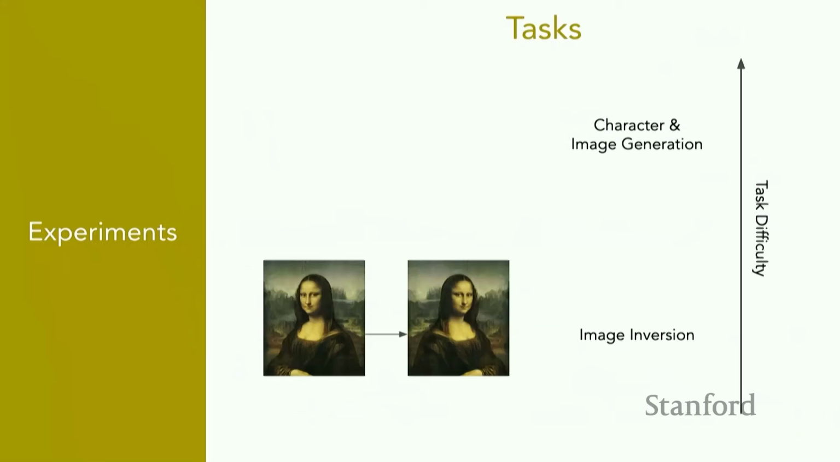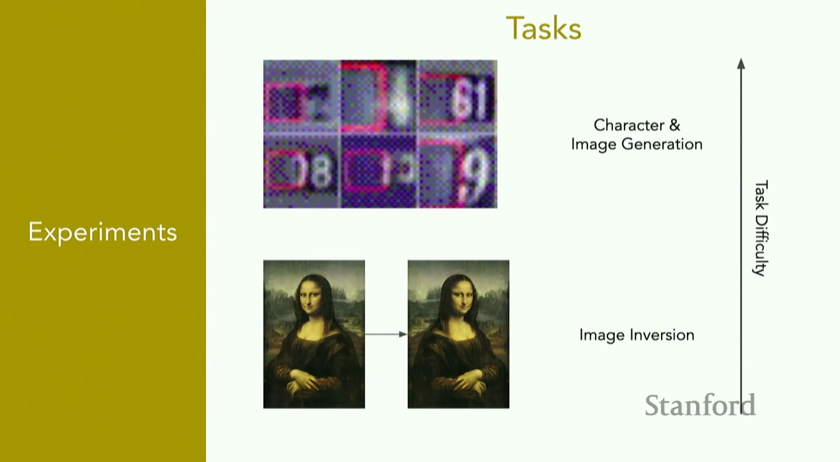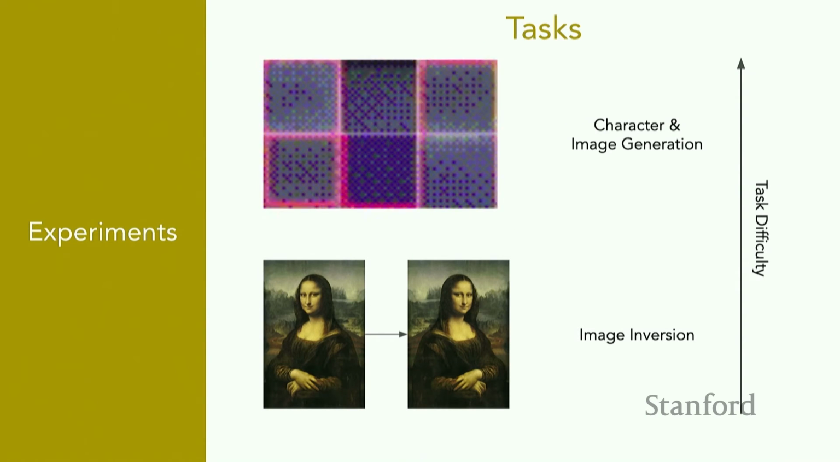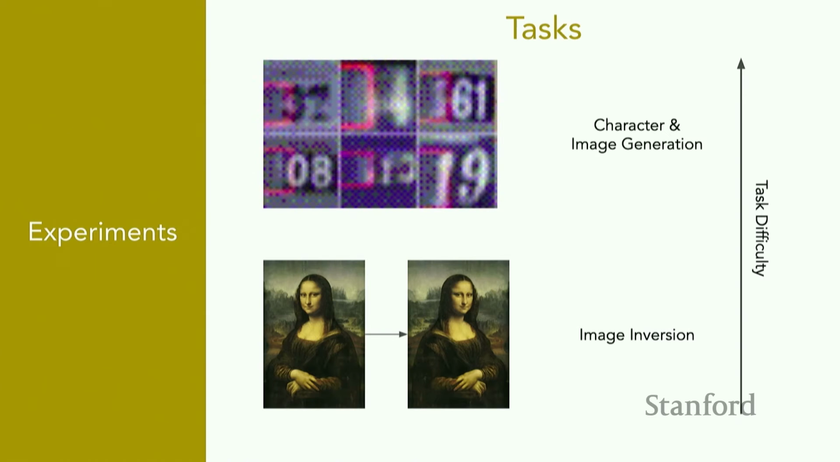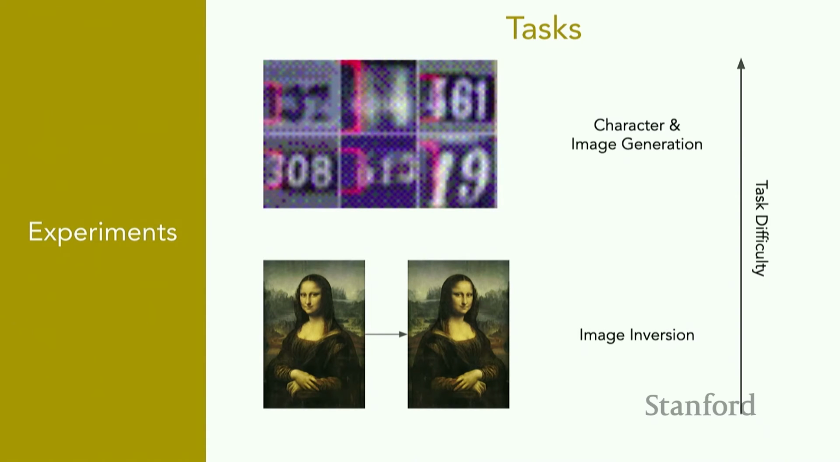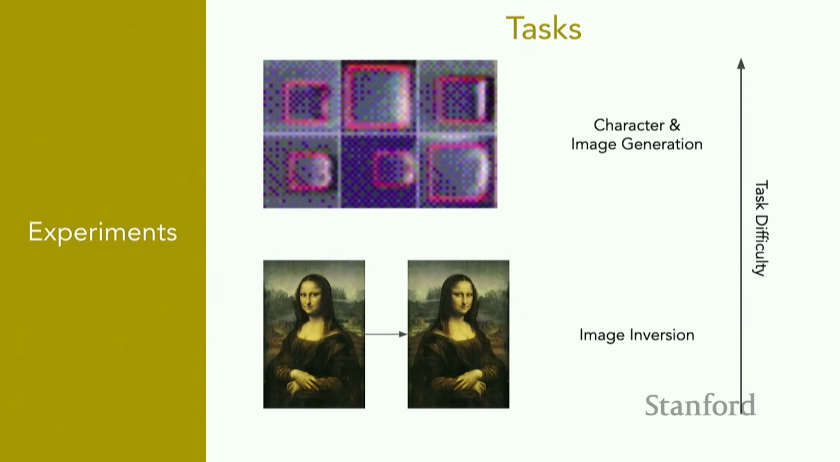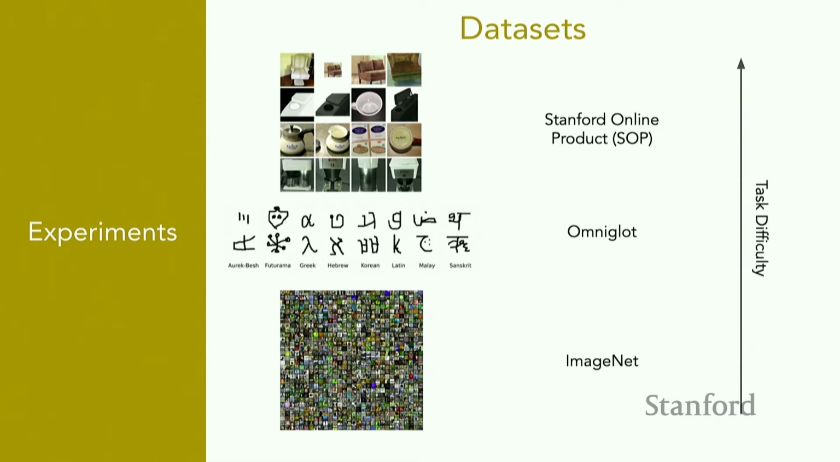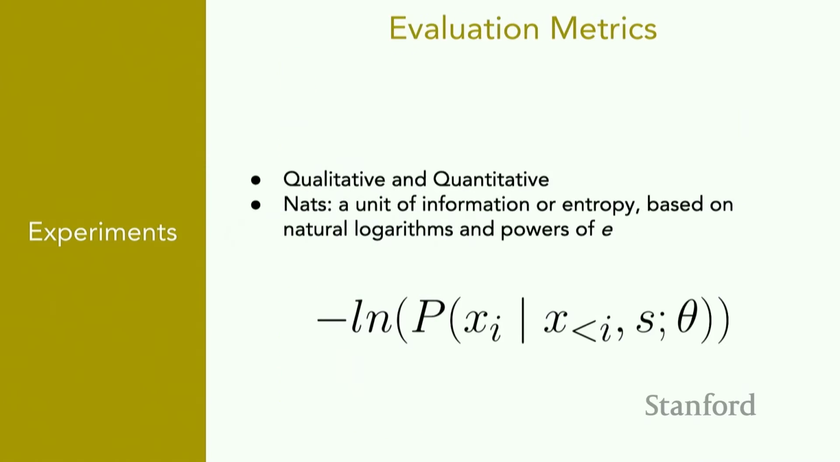Hey everyone. In the experiment section, they performed 3 different tasks in order of increasing difficulty. They first performed image inversion, then character generation, and then finally image generation. The datasets that they used were ImageNet, Omniglot, which is basically characters from 50 different languages, and Stanford Online Products Dataset, which basically, for each product, has a variety of images that correspond to it.